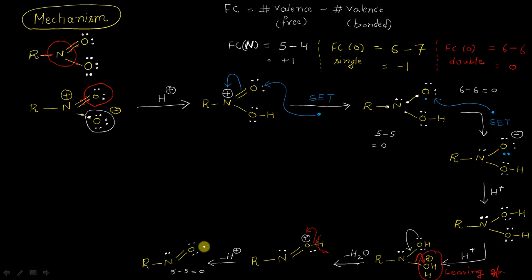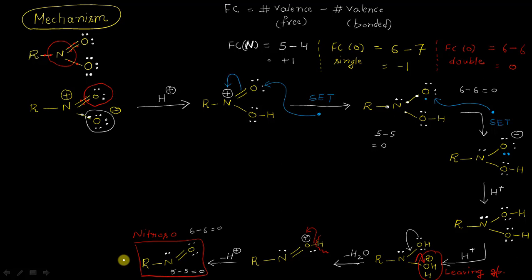In the same way, for this double bonded oxygen atom, what will the formal charge be? The number of valence electrons in the free oxygen atom, which means 6, minus the number of valence electrons in the bonded oxygen atom, 1, 2, 3, 4, 5 and 6. Once again a 0 formal charge here. And this is an important intermediate of this reaction, known as the nitroso compound. Let me write here nitroso.